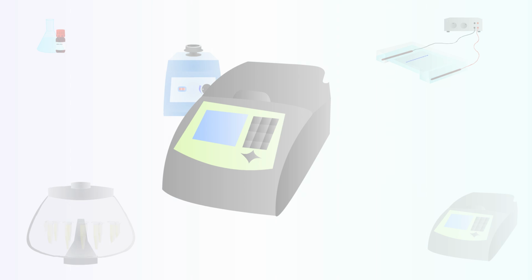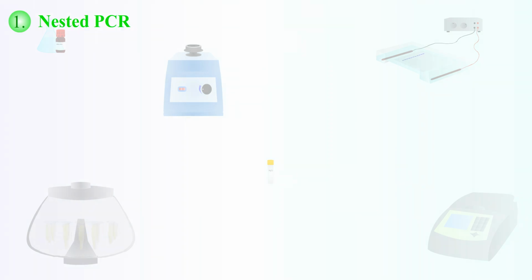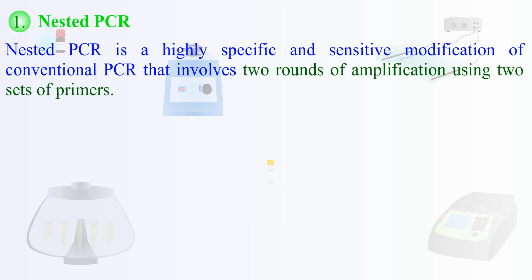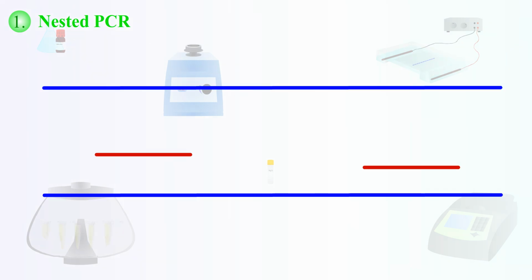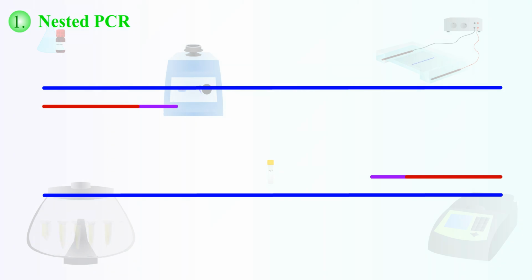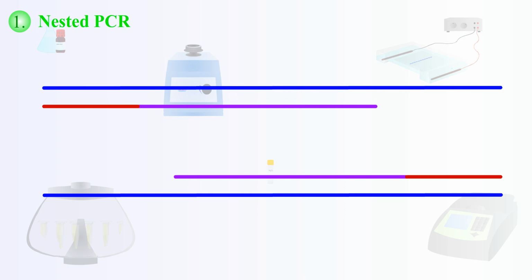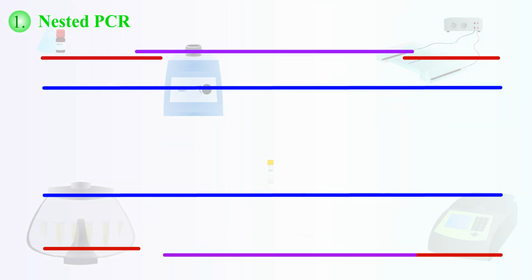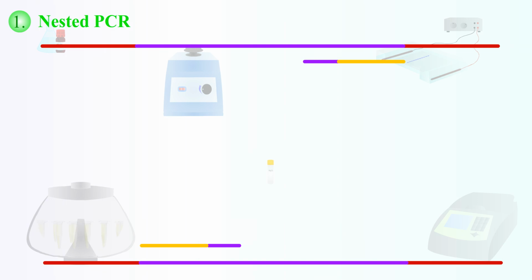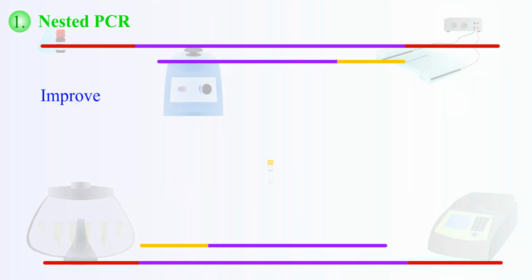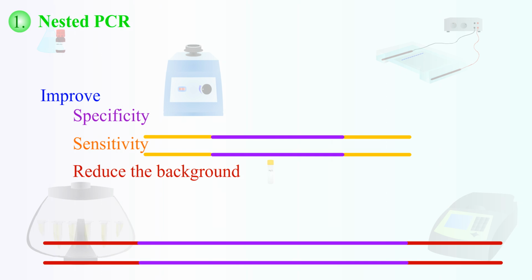Different types of PCR are done in order to overcome a few problems encountered during the process. Some of them are: 1. Nested PCR. Nested PCR is a highly specific and sensitive modification of conventional PCR that involves 2 rounds of amplification using 2 sets of primers. The first round of PCR is done normally. The next round will incorporate a pair of different primers, which bind with the sequences inside the product of the first PCR round. It will improve specificity and sensitivity. It also reduces the background noise or unwanted sequences.